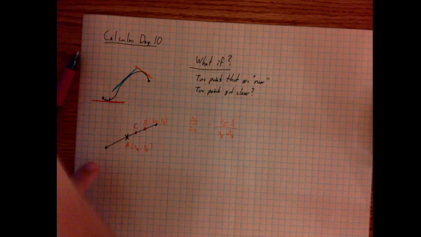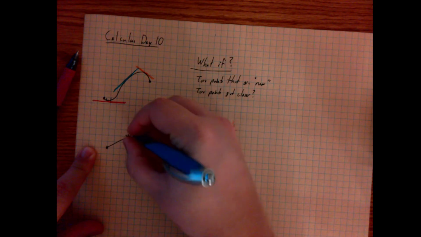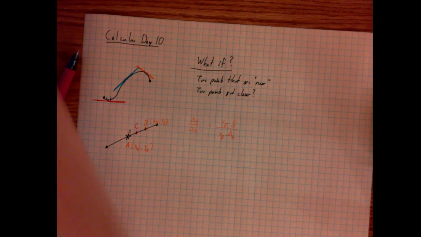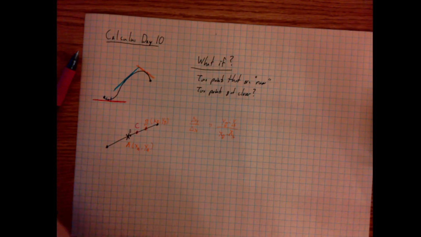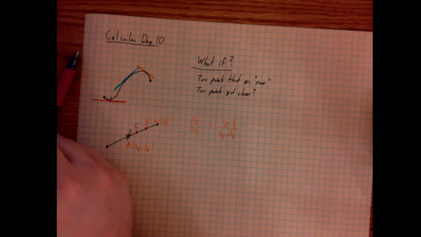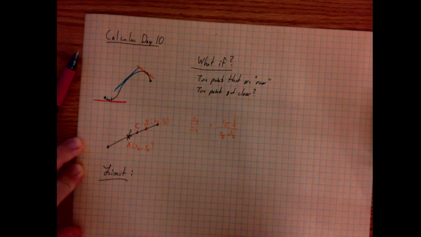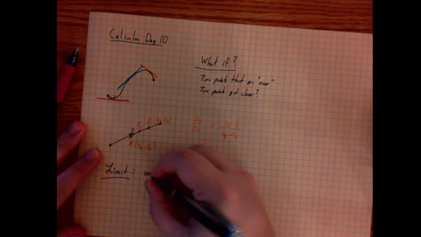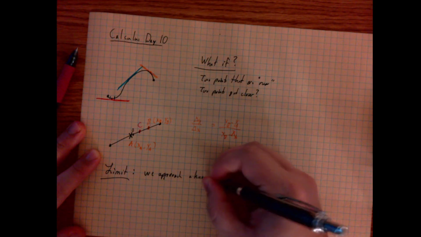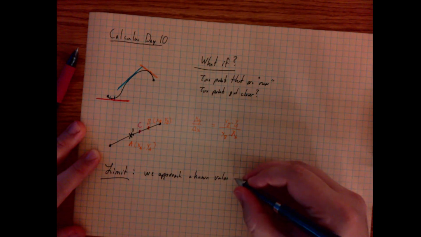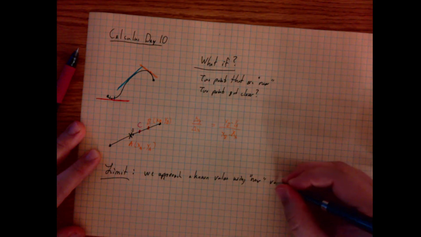And what if I kept that process going? What if I chose a number that was very close, D? What if I chose a number that was so very close to it that it was almost impossible to tell the difference between those? Well, this concept is referred to as a limit. The idea of a limit is we approach a known value using near values.